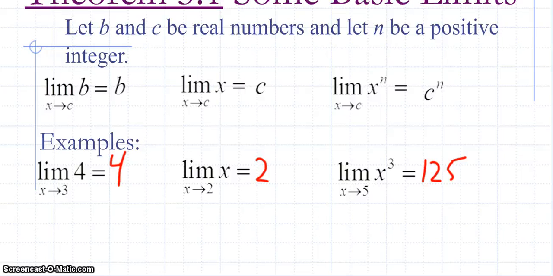And again, just to emphasize, these should make sense. So the limit as x goes to c of b, well, b is just a horizontal line at whatever height b is. So the limit is going to be that value. If x is our function, that's a line with a slope of 1 and a y-intercept of 0, and so the height is going to be the same as the x value. And if x to the n is a function, that's a polynomial, it's continuous. So I know that as I approach from the left and the right, it's going to be whatever the y value is of that polynomial when I plug in the x value.